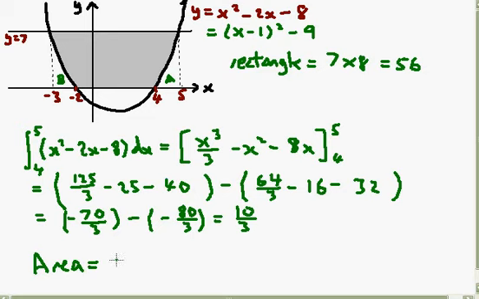So the actual shaded region area is equal to the 56, the area of the rectangle, take away 2 lots of 10/3, so 20/3. Okay, so the answer to this is 148/3.